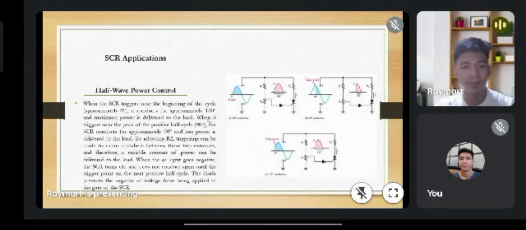So by adjusting R2, triggering can be made to occur anywhere between these two extremes, and therefore a variable amount of power can be delivered to the load. When the AC input goes negative, the SCR turns off and does not conduct again until the trigger point on the next positive half cycle. The diode prevents the negative AC voltage from being applied to the gate of the SCR.